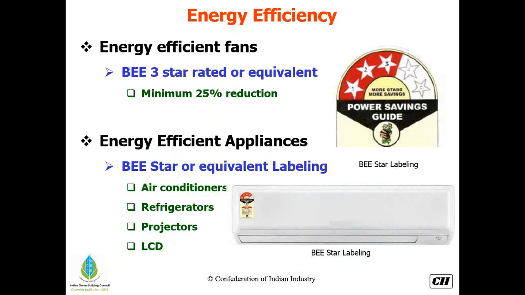Even for other appliances such as fans or split ACs in your classrooms, principal rooms or staff rooms, you can look for BEE star rated appliances because they consume less energy. Likewise for other appliances like refrigerators, projectors and LCDs in your school, you can choose energy efficient or star rated equivalents so that they consume less energy.